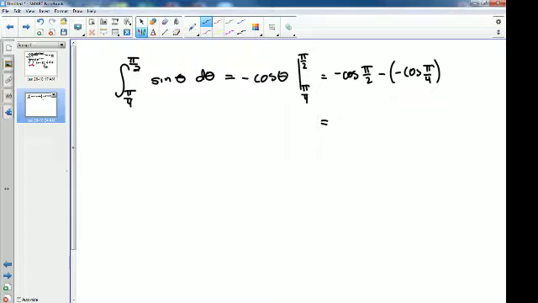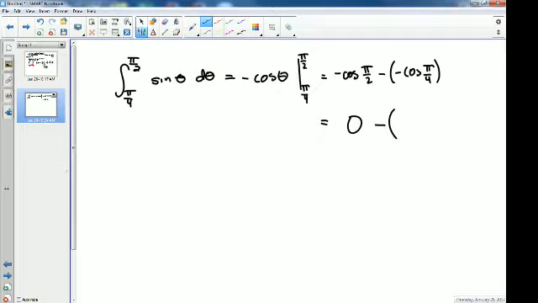Again, in here, you always simplify. This is not an answer because this is not the numeric number. It's a function of a number. What's cosine of pi over 2? Somebody said it. 0, thank you. And cosine of pi over 4?